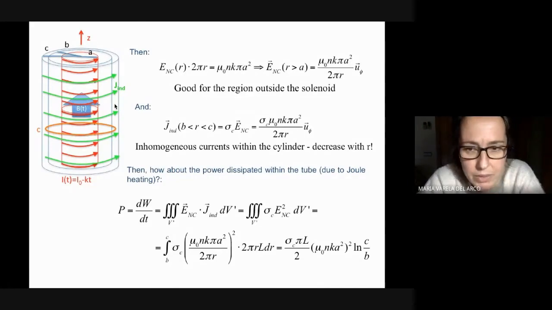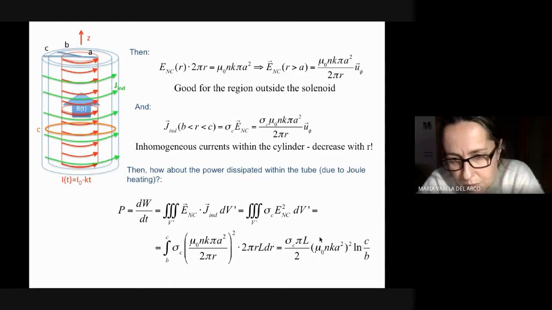That's the volume of the cylinder. So this is an integral that is going to end up going like 1 over r, because here we have 1 over r squared, and then we have an r here. So the result is quite obvious. This is what you get.